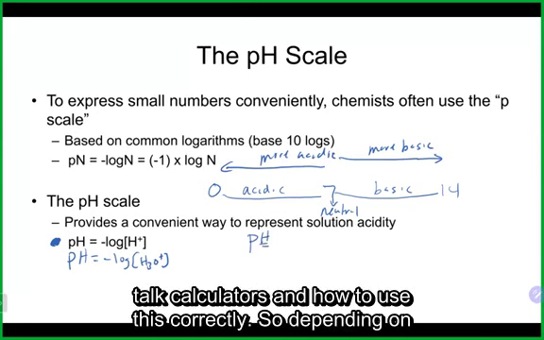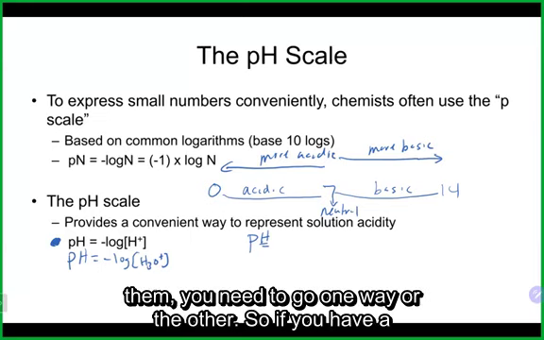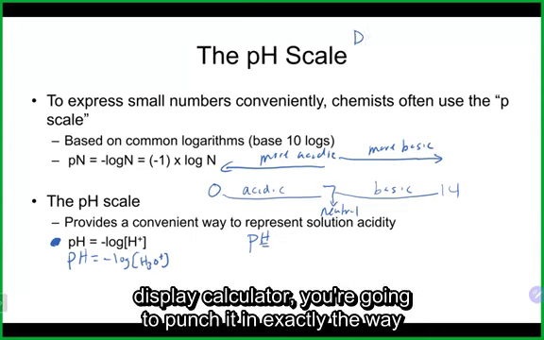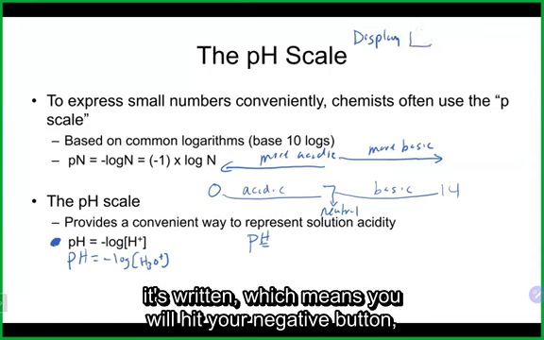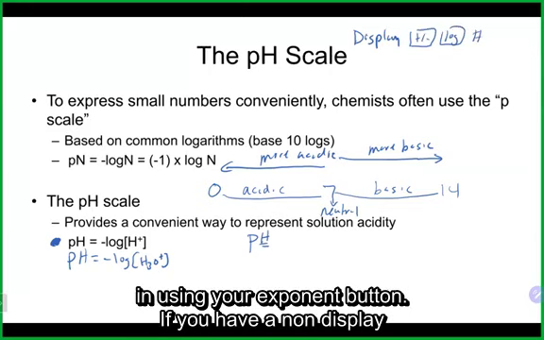All right, let's talk calculators and how to use this correctly. Depending on the type of calculator you got, you need to go one way or the other. If you have a display calculator, you're going to punch it in exactly the way it's written, which means you will hit your negative button, then your log button, and then punch the number in using your exponent button.